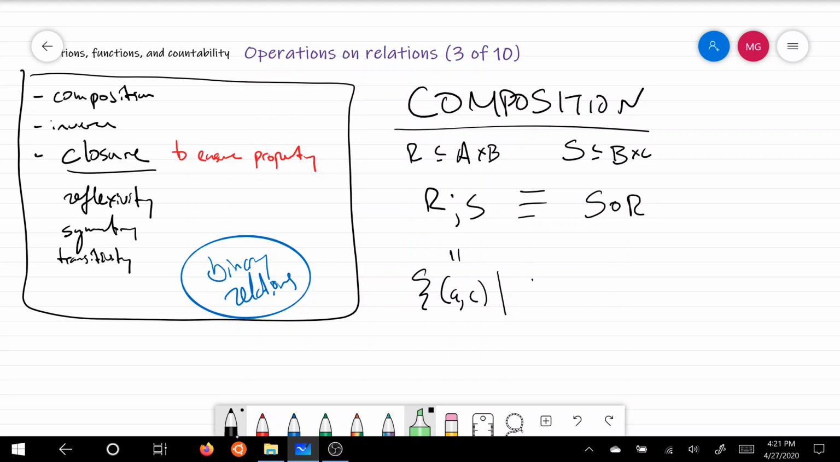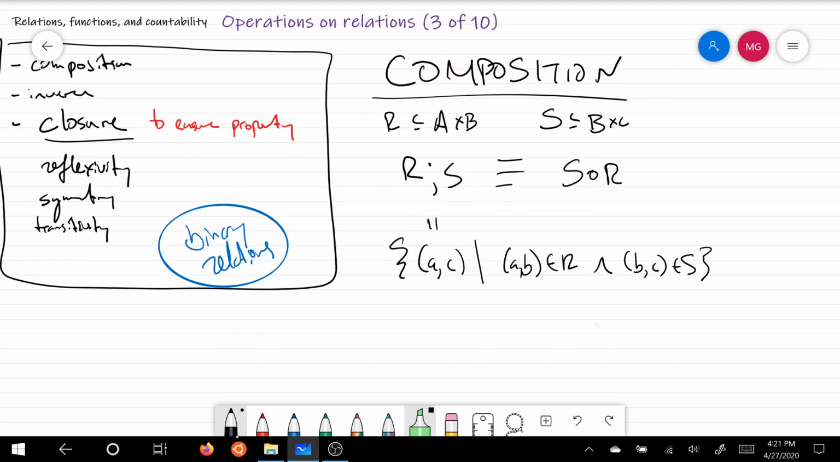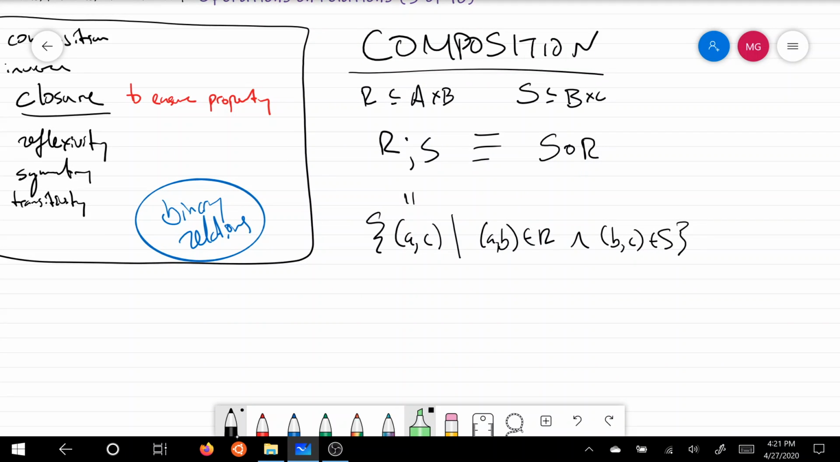The pairs AC, where AB is in R and BC is in S. To write it in another notation, we would say A (R;S) C if and only if A R B and B S C. So then if we really wanted to quantify it, because we were going to be super careful and specific, we would say for all A, C, there exists a B, and then this is the scope of that exists. Okay, so that's composition. Let's draw up an example.